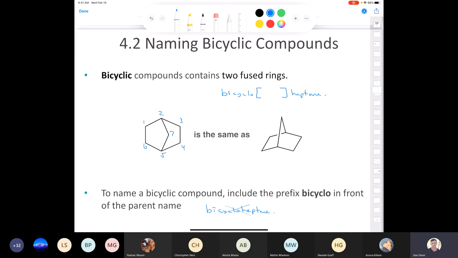And inside those square brackets, we're going to put some numbers. Some numbers? Yeah. What are the numbers? The numbers come from the carbons that are off of the bridgehead carbons. And you're like, what the hell is a bridgehead carbon, Mr. Dion? Let me show you. The carbons where the bridge is attached, right? This is a bridge here. Those carbons are called bridgehead carbons.